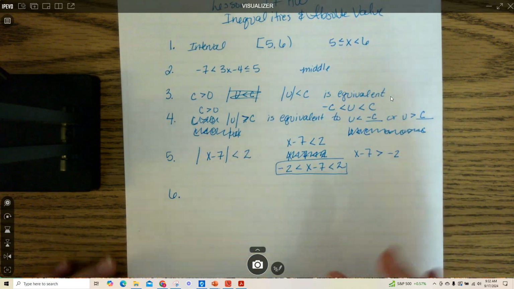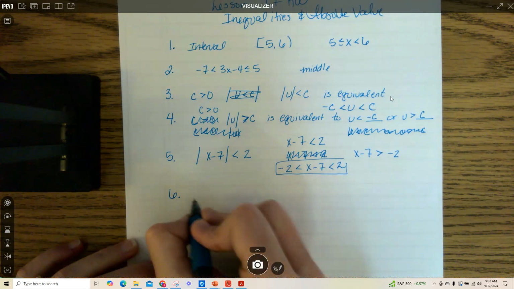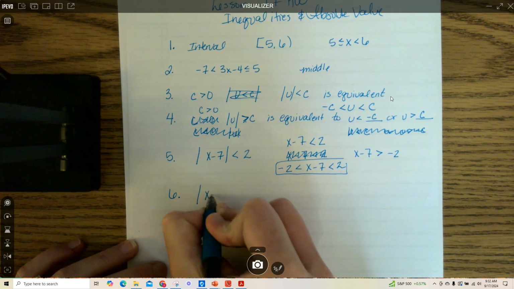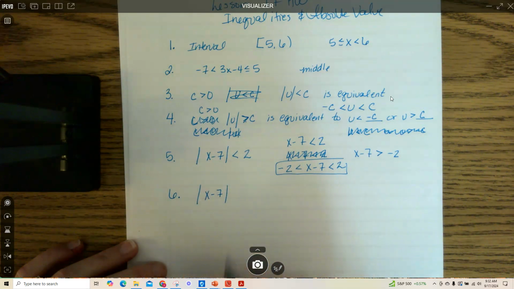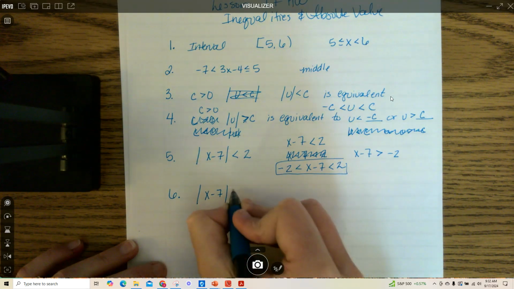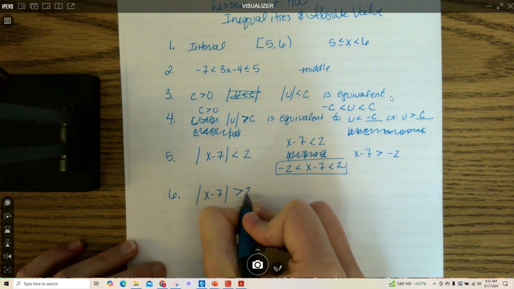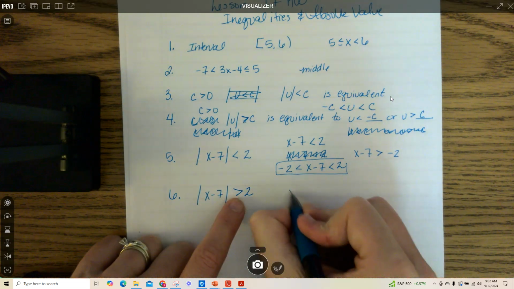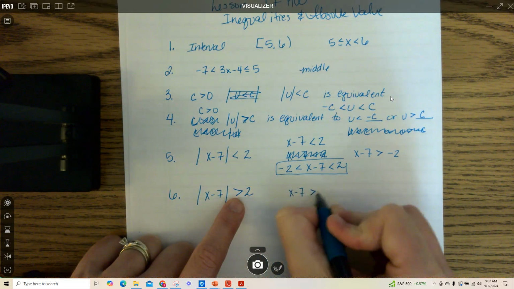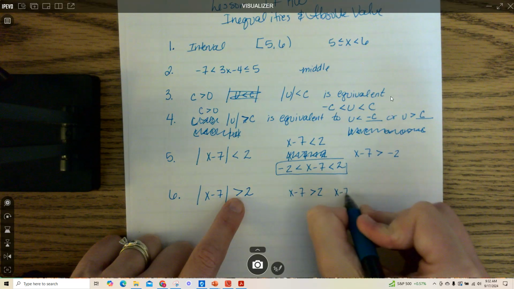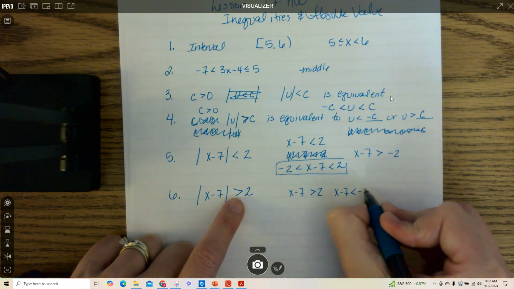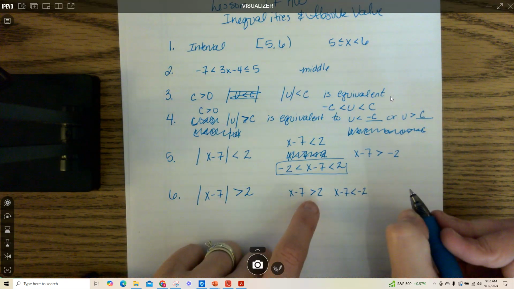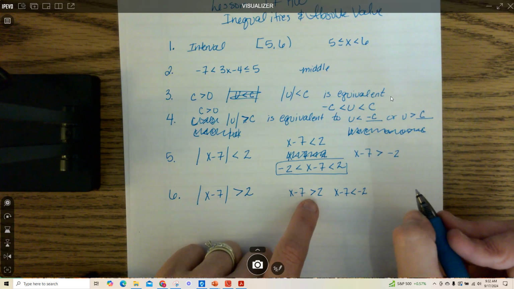All right, number 6. The inequality absolute value of x minus 7 is greater than 2 can be rewritten without absolute value bars. Since it's greater than 2 this time, we would have x minus 7 greater than 2, and x minus 7 less than negative 2.